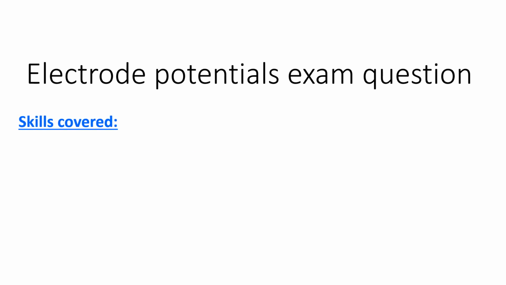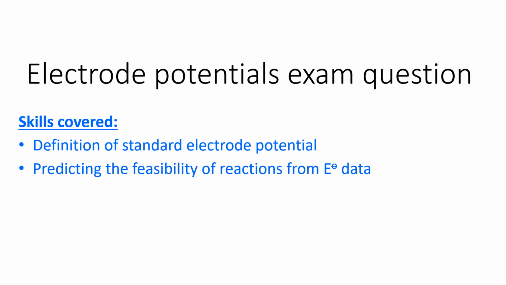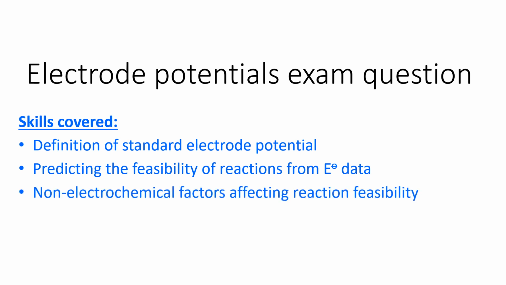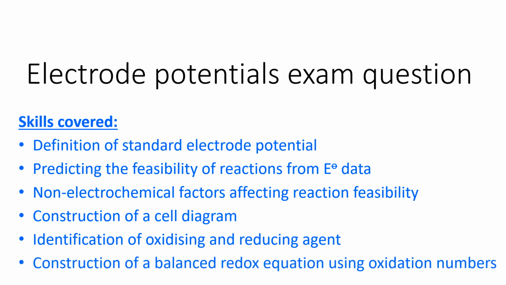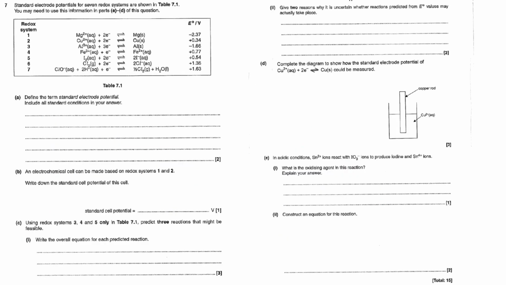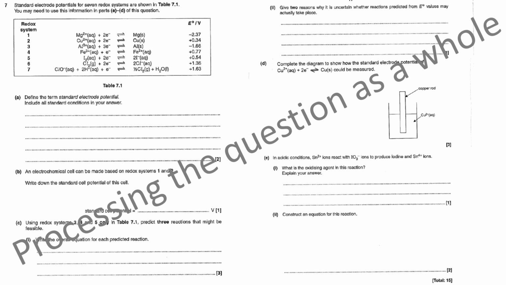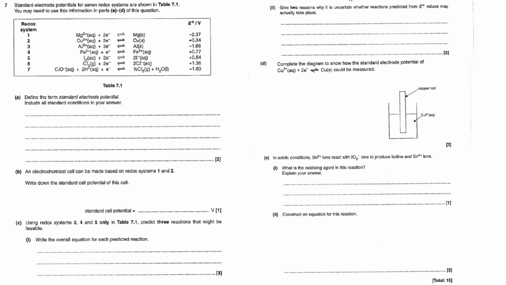It's going to cover quite a lot of different skills, all of which are important to make sure you're confident at, to enable you in any A-level paper which covers electropotentials to be confident at getting maximum marks. So each section of the question deals with one of those skills in turn. So having a look at the whole question, let's think about processing it as a whole first before we start looking at the individual parts.